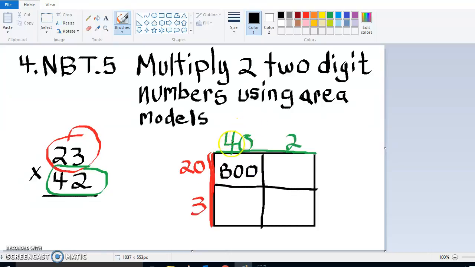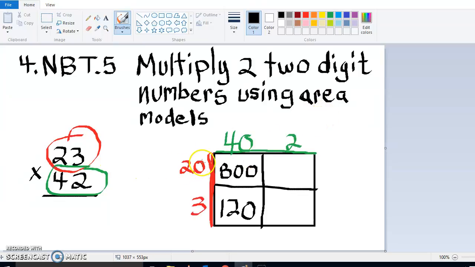So now that I've multiplied 40 times 20 and I get the partial product of 800, I multiply the 3 times 40. I know that 3 times 4 is 12. And I'm going to put the 0 because I know that 3 times 0 is 0. Now I have the partial products of 23 times the 40.